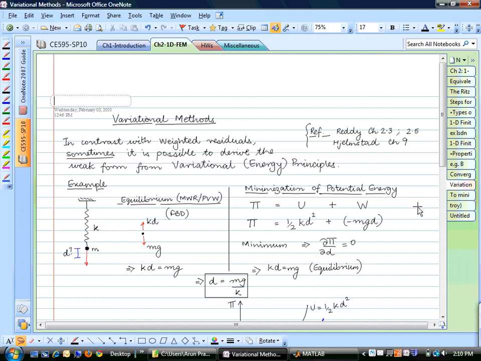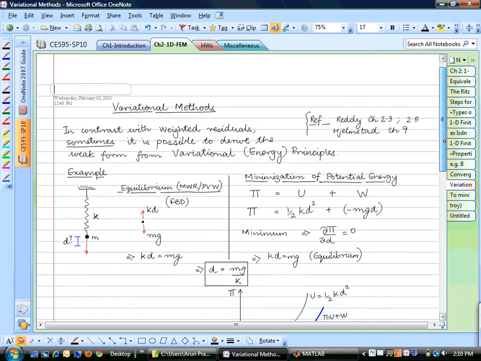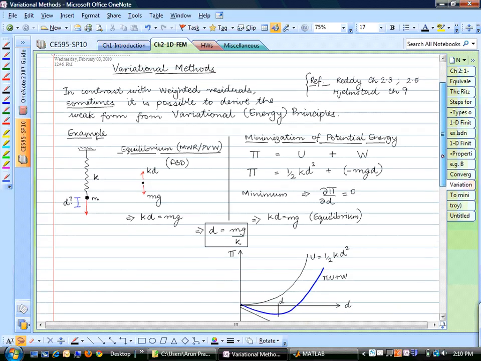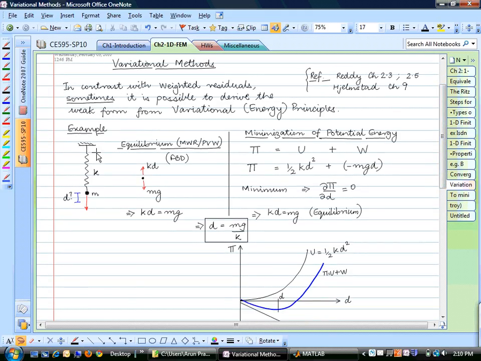So one simple example to understand these energy methods is this. Let's say we have a spring hanging from the ceiling and we have a mass we are attaching to the spring, and we want to find out what the displacement is. So the method we would normally use is to write the equilibrium equation, which is the same as the method of weighted residuals or the principle of virtual work.